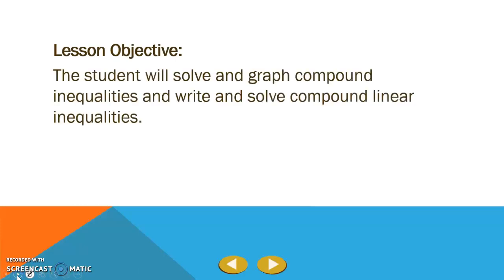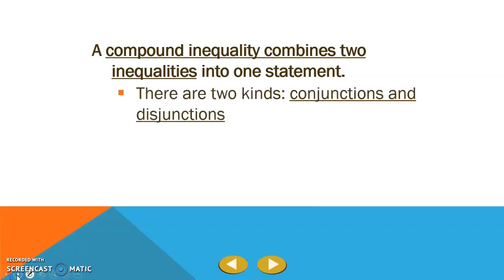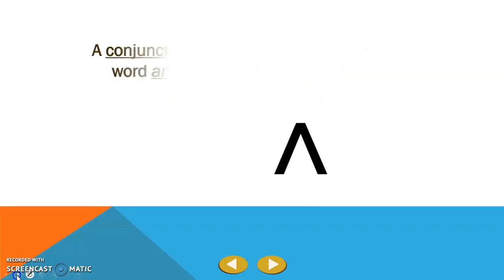Our lesson objective is this. The student, you, will solve and graph compound inequalities and write and solve compound linear inequalities. A compound inequality combines two inequalities into one statement. There are two kinds of compound inequalities, conjunctions and disjunctions.